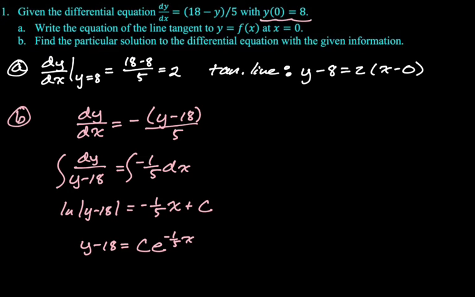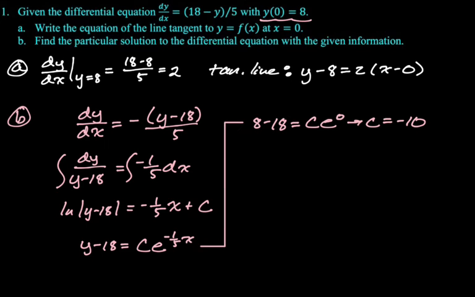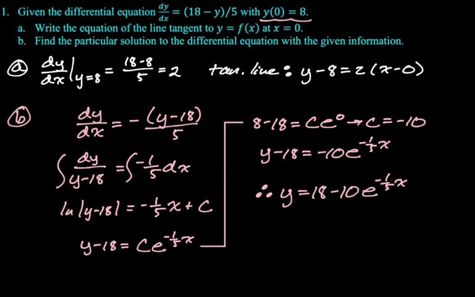Now we'll solve for c. So we know that y of 0 is 8. So y is equal to 8 and x is equal to 0. So we get 8 minus 18 is c e to the 0, which means that c is negative 10. We substitute. We have y minus 18 is negative 10 e to the negative 1/5 x. Then we should really solve for y. So I'm going to add 18 to both sides. y is 18 minus 10 e to the negative 1/5 x.